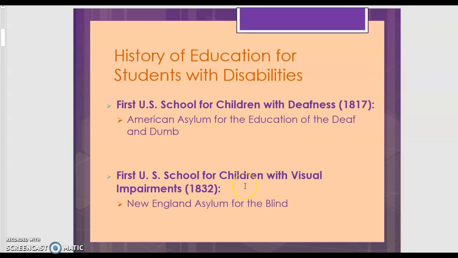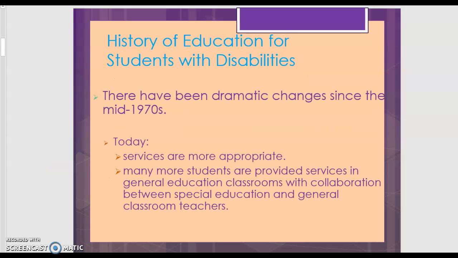Okay, and then the next school for children with visual impairments was the New England Asylum for the Blind. Again, that asylum. All right, so again, there have been dramatic changes since the 70s. Hooray. Still not where the services and the field need to be, but at least it's better than it was, right? So services are more appropriate, and many more students are now provided services in gen ed classrooms, with collaboration between the special ed teachers and the gen ed teachers.